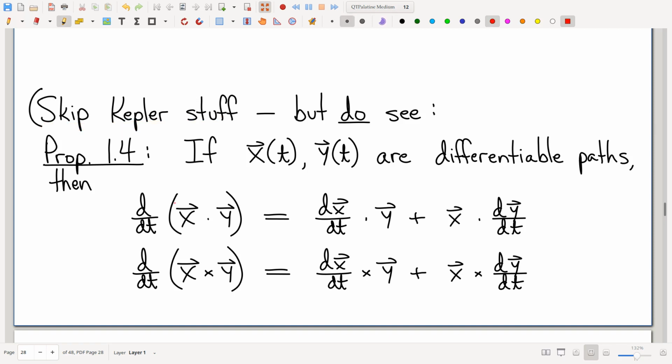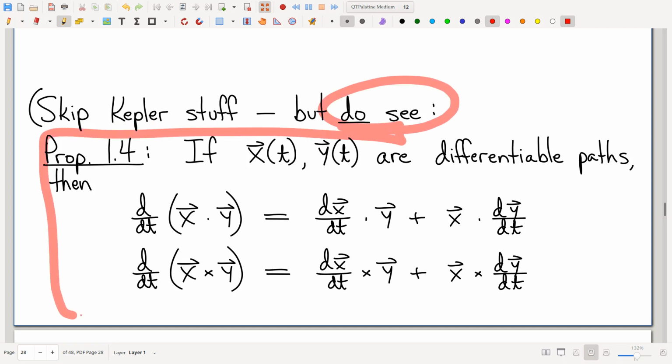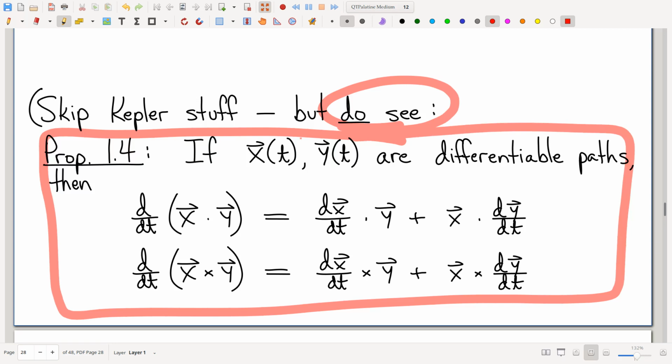That said, in the parts of the chapter about Kepler's work, there are a couple of things that you do need to see. These are just a couple of theorems. They're highly believable, I think. They're basically a couple of product rules. They're not hard to prove. You could totally prove these yourself. It's a useful exercise, and I encourage you to do that. And you should make sure to know these formulas.